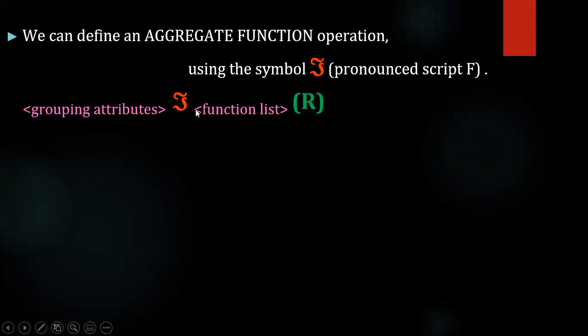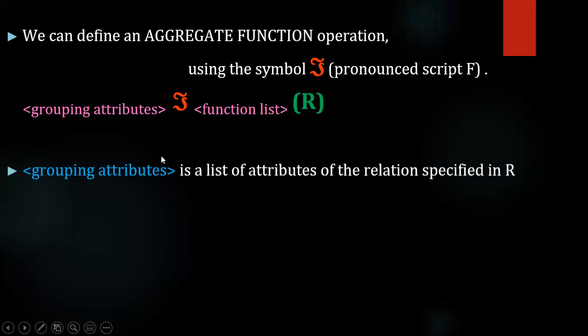Then comes the aggregate function symbol. The function list may be counting the column, counting the tuples, or aggregating, like finding the average, maximum, minimum, or sum. Any of the functions can be listed here for the particular relation. This is the syntax of grouping and aggregate functions.